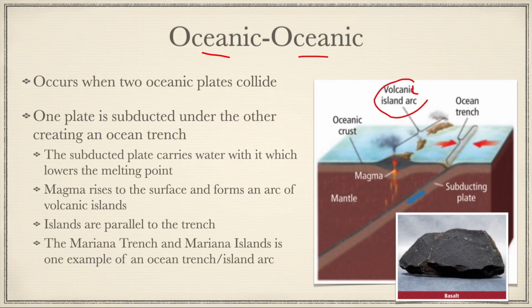So you get this volcanic island arc here. Okay. These islands run parallel to the trench. So if the trench is here, the islands are going to run parallel to that. The Mariana Trench and the Mariana Islands is one example of an ocean trench and island arc. And again, these are two plates of basalt. The one plate is a little more dense than the other, and it will be subducted, where it starts to melt. And as it melts, this magma rises up to the surface, creates these volcanic islands.